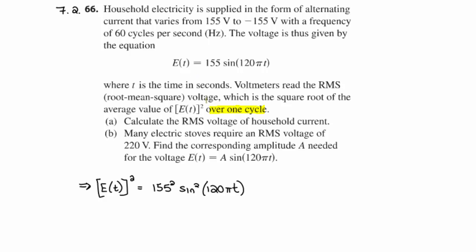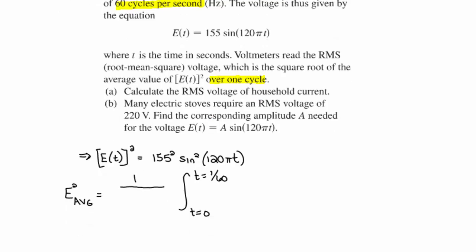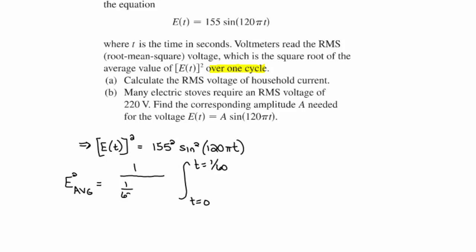Over one cycle. Well, we know we have 60 cycles per second, so one cycle takes 1/60th of a second. So we want to know what is E squared average, the average over one cycle. That means we're going to use the average value function, and we're going to integrate from time 0 to time 1/60th of a second, because again, 60 cycles per second, we only want the average value over a single cycle of E squared. So the coefficient is going to be 1/60th minus 0, and we're integrating 155 squared sine squared of 120 pi t dt.